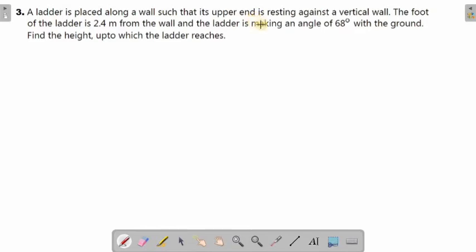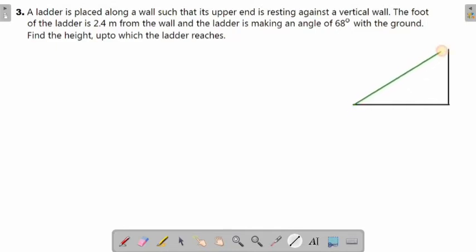So here what I am going to do is draw the ground and the vertical wall. So let's say this is my ground, and let's say this is my wall. So this is my wall and this is my ground, and here you are resting a ladder on the wall. So let's say that this is my ladder.